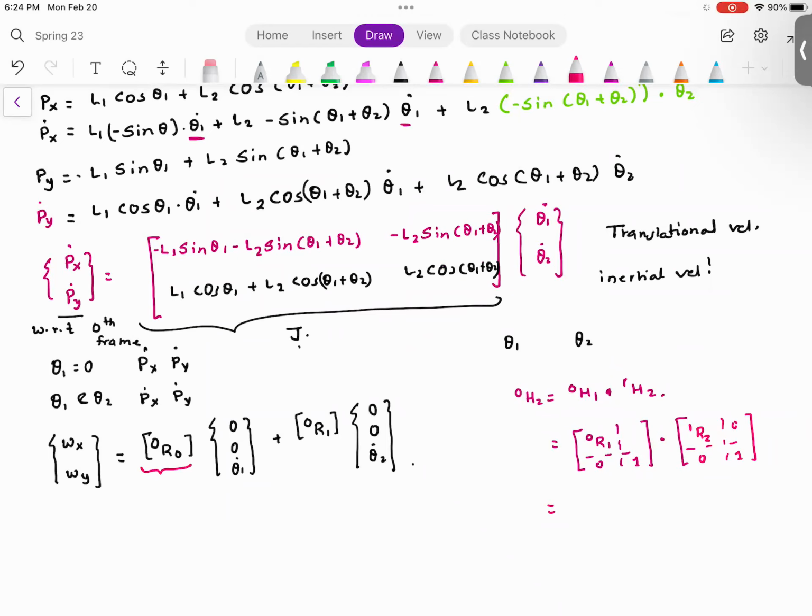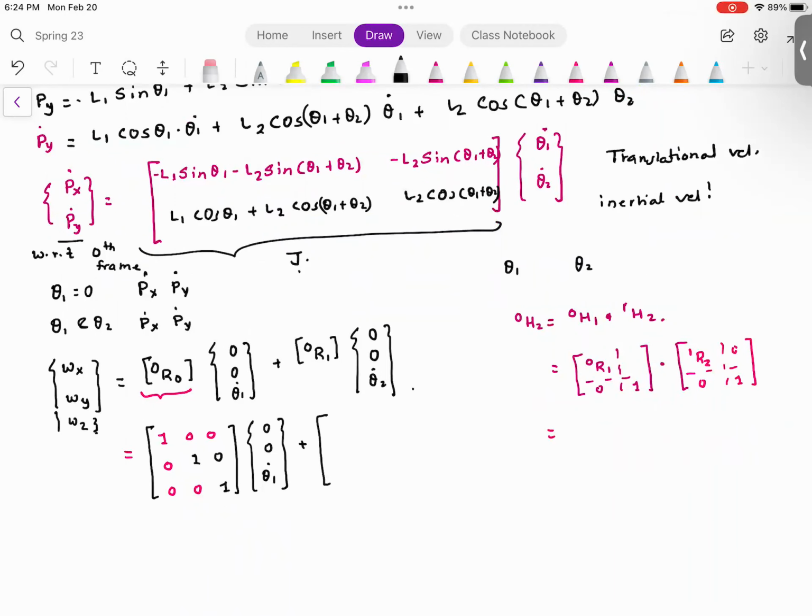Now please understand that this guy is identity. The rotation of the first frame with respect to the first frame is 1, 0, 0, 0, 1, 0, 0, 0, 1, multiplied by 0, 0, theta 1 dot. I just want to add omega, because we have omega x, omega y, and omega z. Now, the next part is 0R1. You remember what 0R1 was? It was cosine theta 1, minus sine theta 1, sine theta 1, cosine theta 1, 0, 0, 1, and this is 0, 0, theta 2 dot. Do you agree with me?